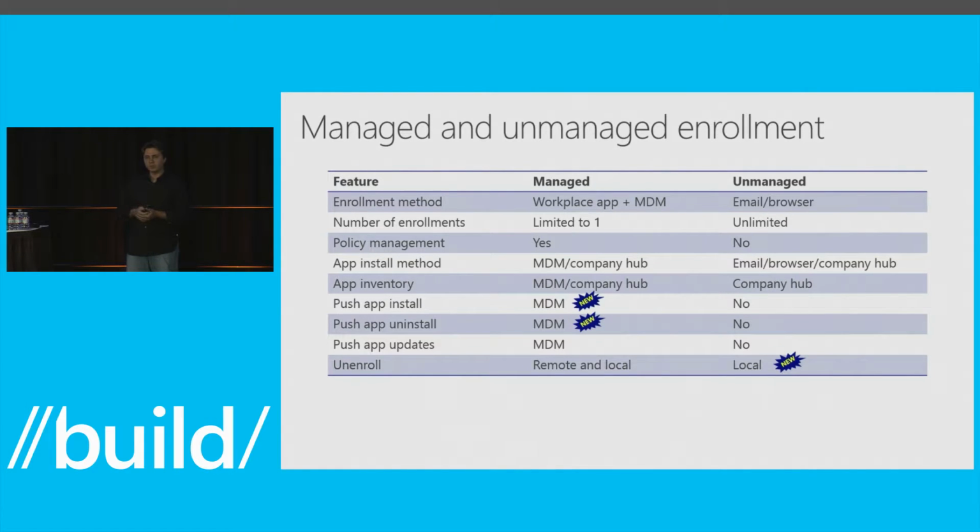We did add a new API, what we call a Company Hub API, that I'll talk about in a couple of slides, that allows an application to unenroll from its own enterprise. I'll discuss that a little bit more when I get there.